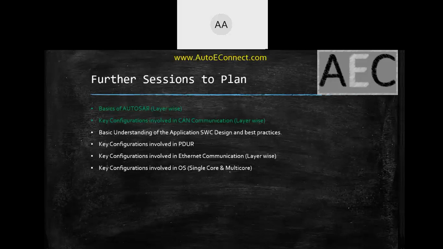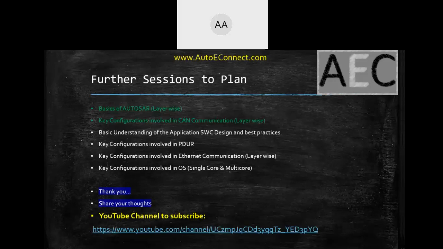And then, like today we have gone through CAN, we'll have a separate session for Ethernet communication: layer-wise, what are the different modules we have to configure, and for each of these modules, what are the different things we'll be configuring. That will be the other session. And followed by that, at a later point of time, we can also cover a little bit about the OS: what the different key configurations involved in the OS configuration are, either for a single core or a multi-core level design. We can just have a look at the key configurations.